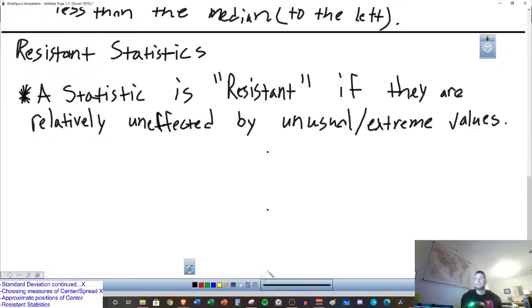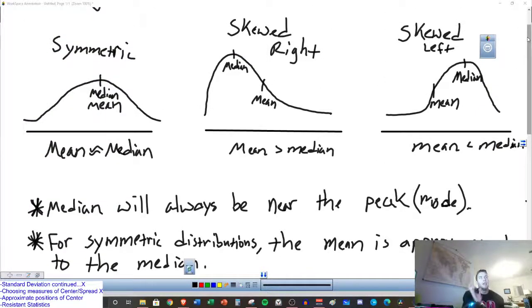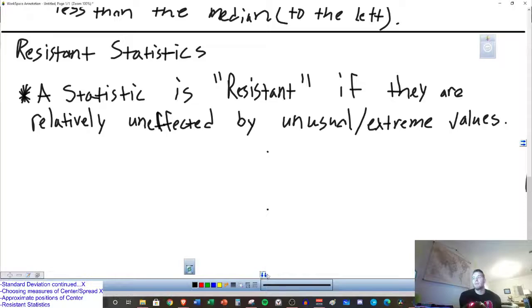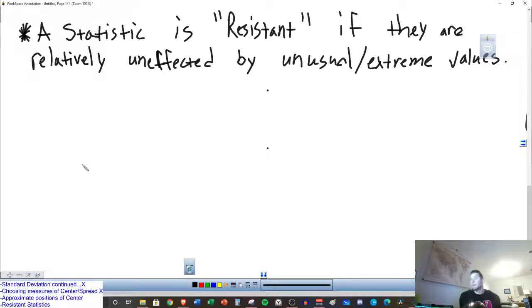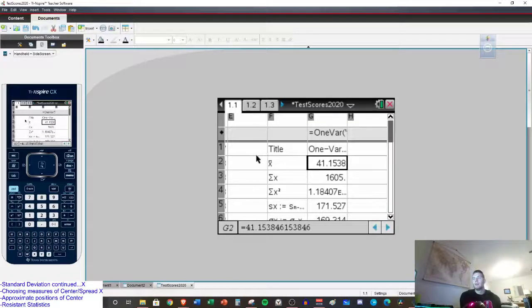So we're going to use the same example that we used for up here, because we see that one of these statistics, mean or median, is going to be resistant and one of them is not. But we're going to talk about all the statistics. So we're going to make a list. We're going to have resistant versus not resistant. And we're going to start with the mean.